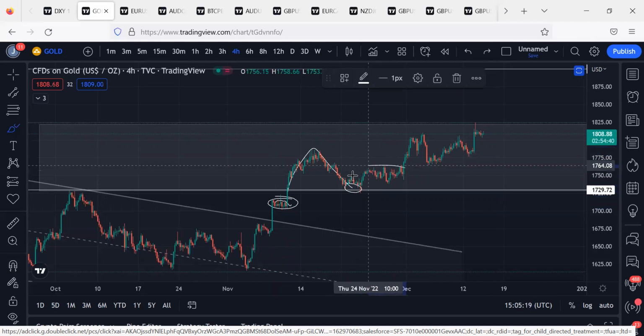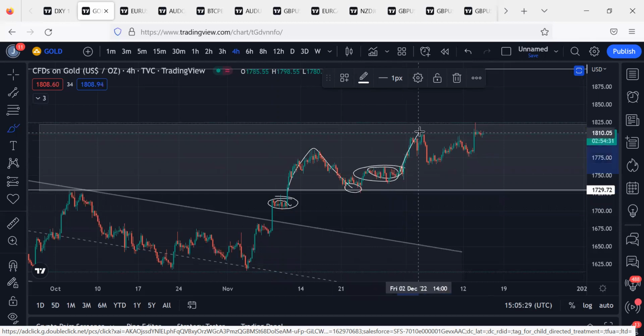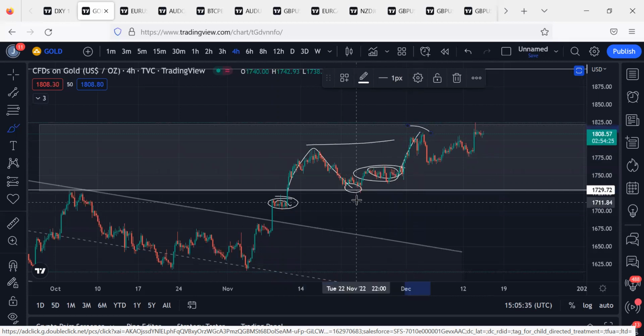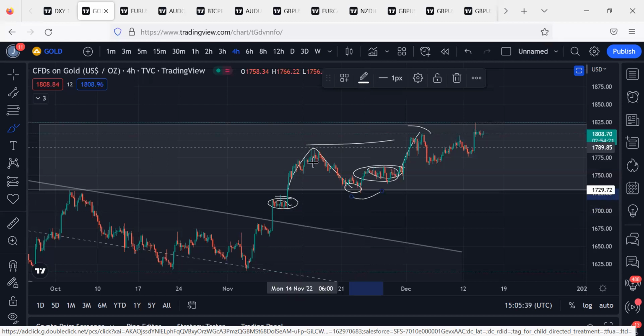There was a big consolidation within how many days? From November 20-something to around November 30th before we had this. So immediately we broke up. That's when I knew that definitely we've broken that structure. This is on that higher high, higher low. This is a higher high, lower low, higher high.